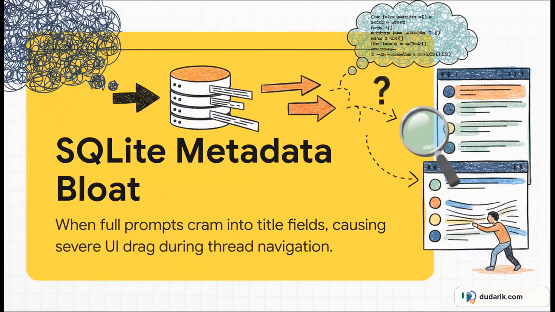Now, what's really fascinating here is that the biggest performance killer isn't even the overall size of your codebase. It's actually SQLite metadata bloat. See, certain Codex desktop builds take the entire text of your very first user message, and they cram it into both the thread title and the thread preview fields. So if you paste a massive block of code or a giant stack trace to kick off a chat, those 2 database fields can literally balloon to hundreds of thousands of characters. And because the thread list navigation has to read those fields before the UI even renders a conversation, well, that metadata bloat causes massive sluggishness right when you're just trying to click between chats.